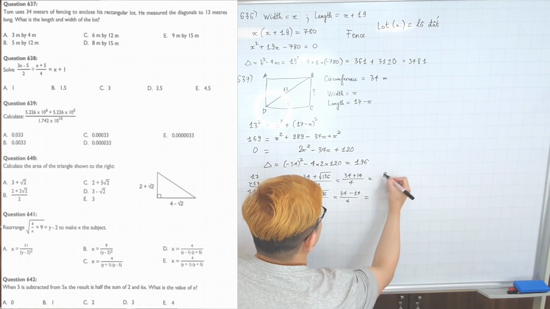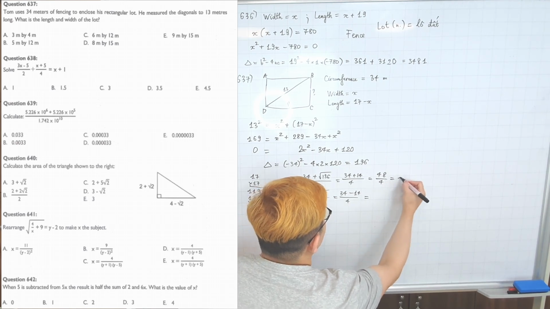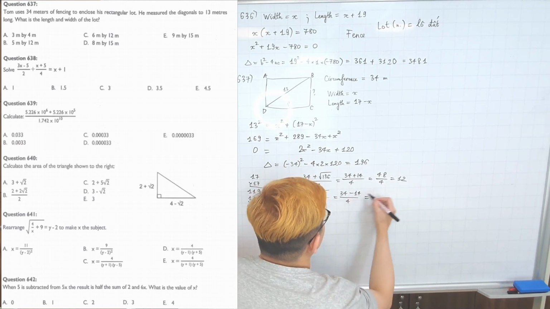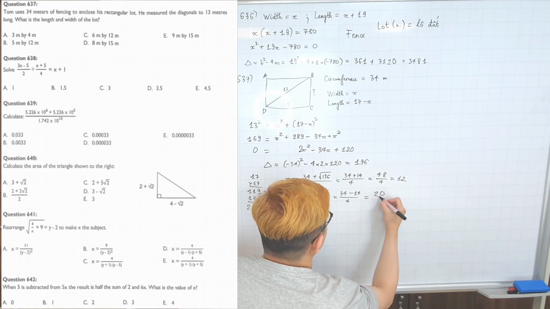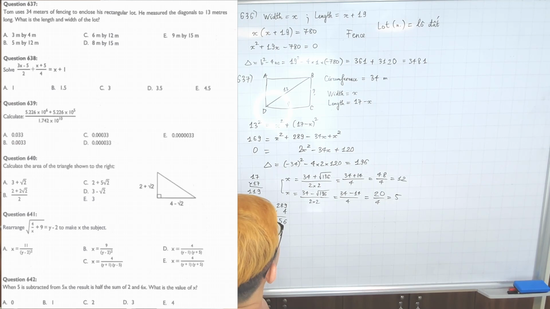This is 8. This is 4. 12. And this is 0, 2, 5. You have two values of x. It will give 2 values of x? Interesting.